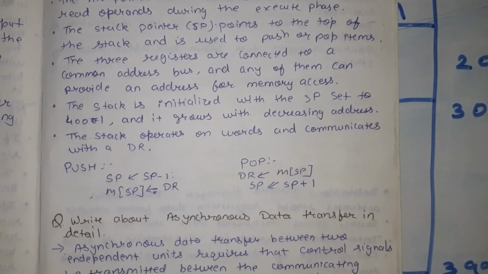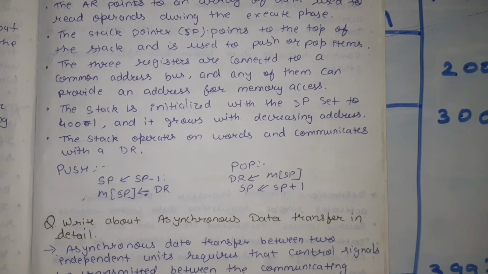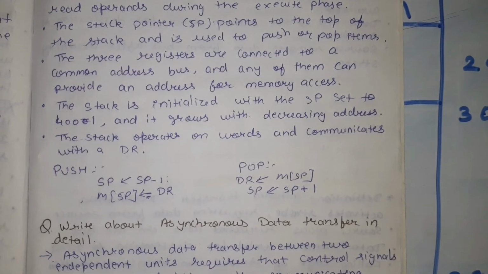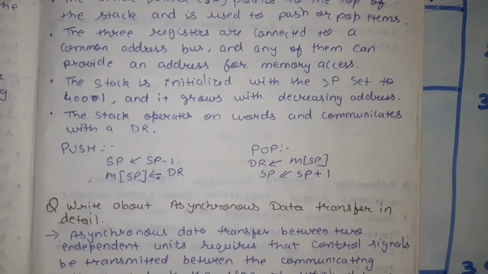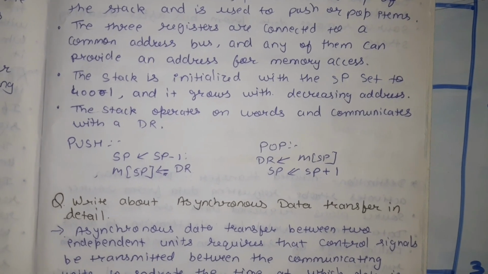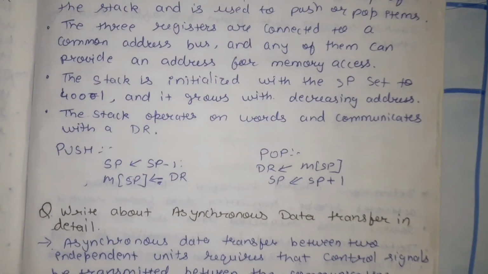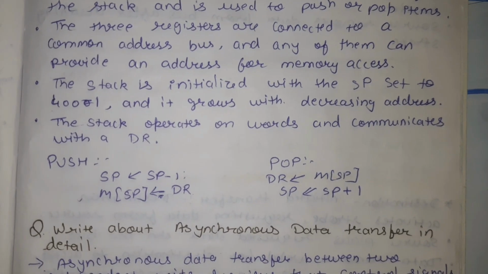The three registers are connected to the common address bus, and any of them can provide an address for memory access. The stack is initialized with the SP set to 4001 and it grows with the decreasing address. The stack operates on the words and communicates with the DR.